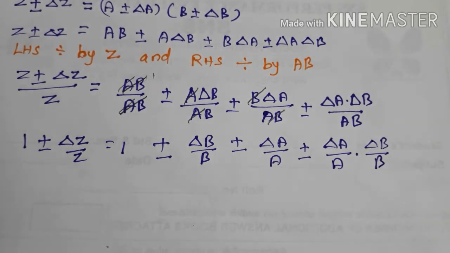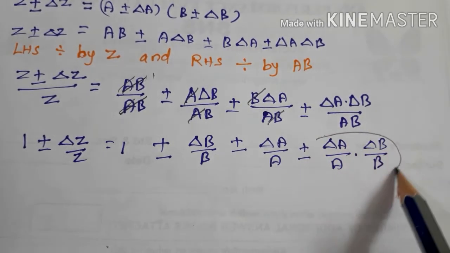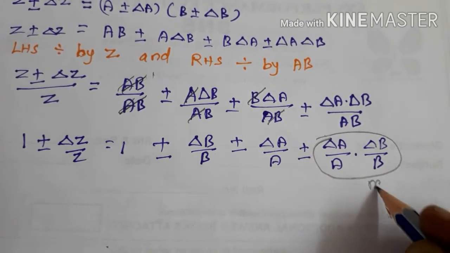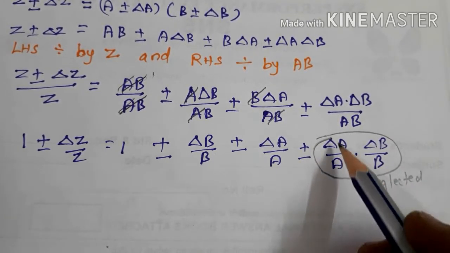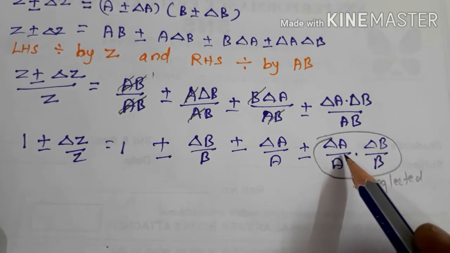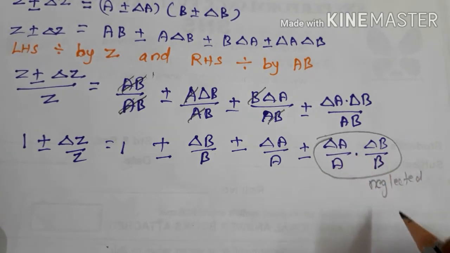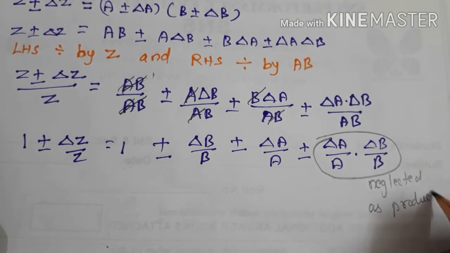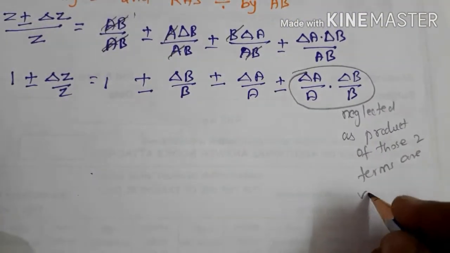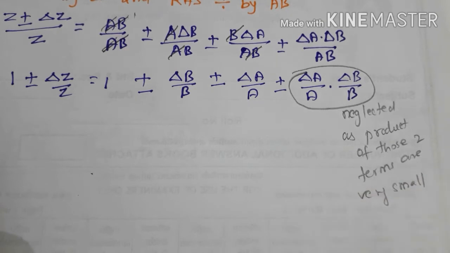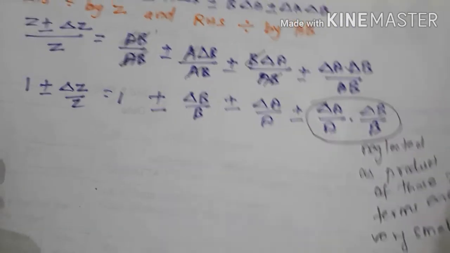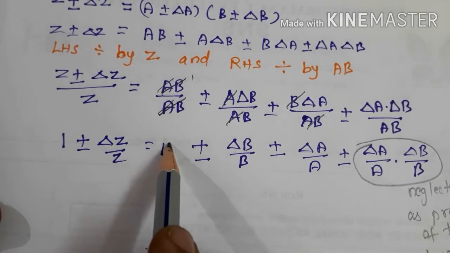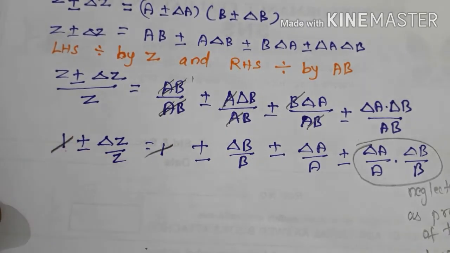Now in the next step, what you can do is, you can neglect this term. Why? Because this fractional error is very small, the product of these two can be neglected. The product of those two terms is very small. That is why you are neglecting. These two terms are very small, so you can neglect and write. This can also be 1. If you take it to the other side, it will also become 0.